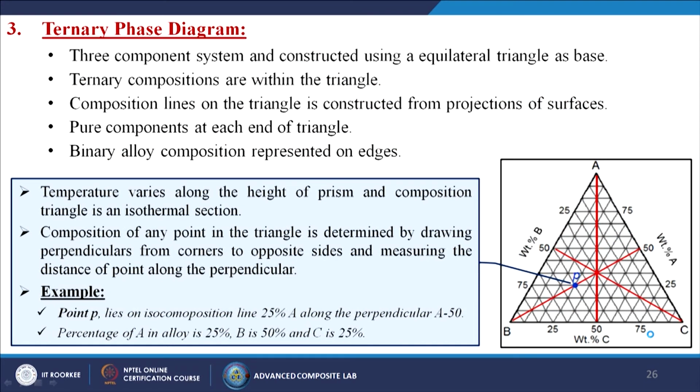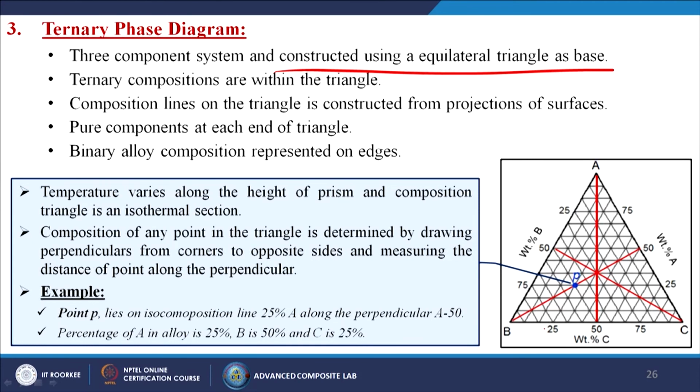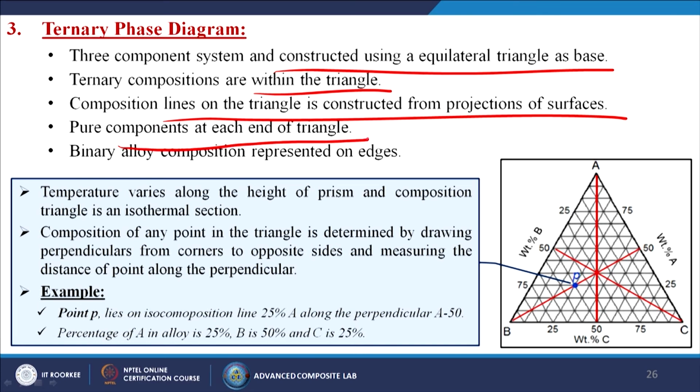Now we are going to discuss the last one, that is called the ternary phase diagram. So this is basically for the 3 component system, constructed using an equilateral triangle as a base. Ternary compositions are within the triangle. Composition lines on the triangle are constructed from projections of surfaces. Pure components are at each end of the triangle. Binary alloy compositions are represented on edges. So in this particular case you can see that is pure A, that is pure B and pure C, and this is the equilateral triangle.